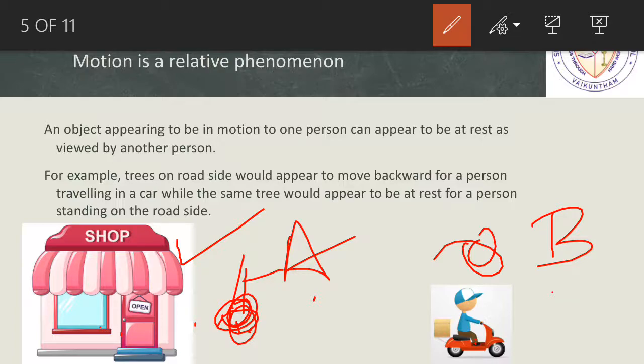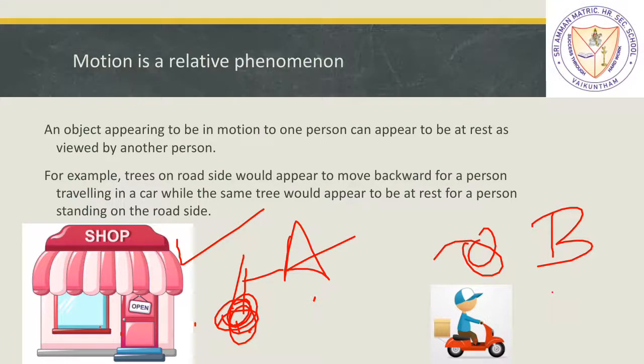So this is the state of rest and state of motion, and we even studied that motion is a relative phenomena, because an object which is moving for one person can be viewed as at rest by the other person. Okay, am I making some sense?